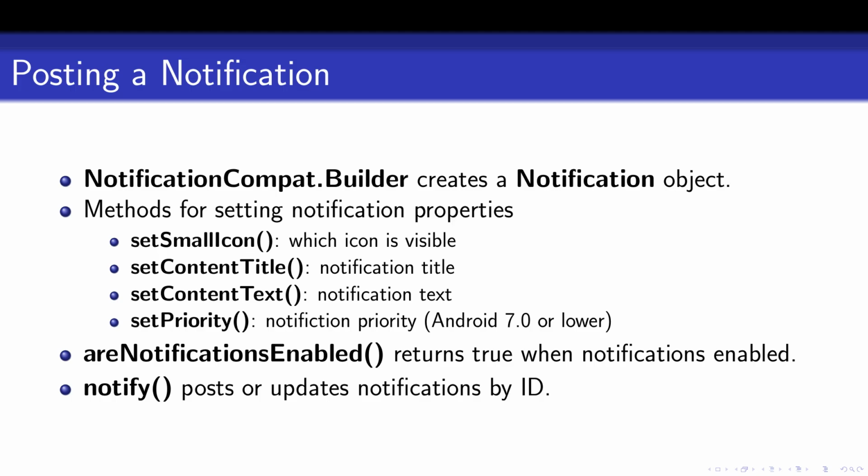To post a notification in Android, use NotificationCompat.Builder to set properties like icon, title, text, and priority. Check areNotificationsEnabled before calling notify to display or update the notification by ID. This ensures your notification appears correctly and respects user settings.